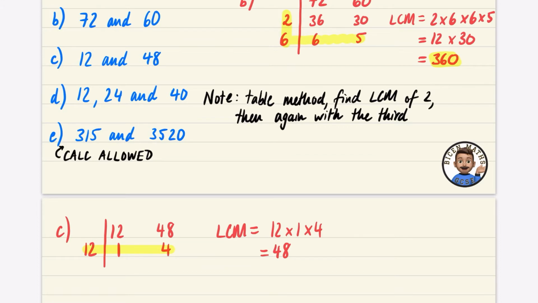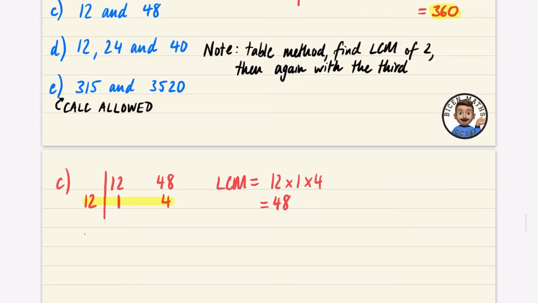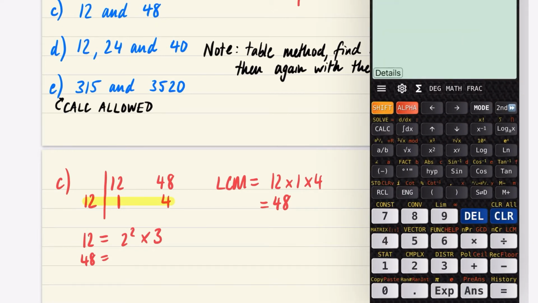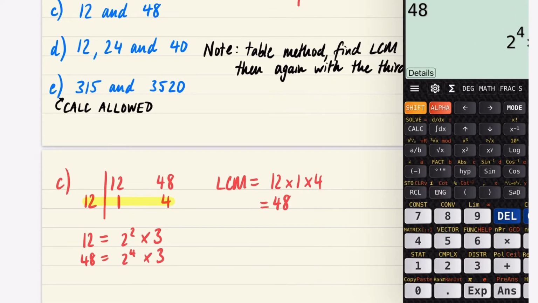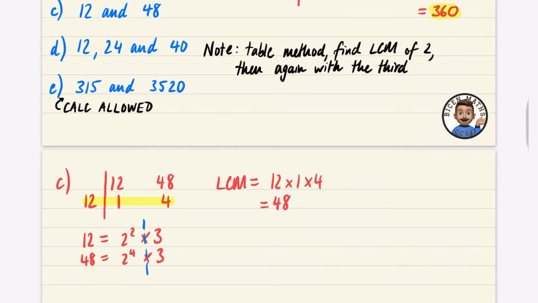I'll also quickly do that one. Why don't I do the 12 and the 48? I'll do it in the prime factor method as well. So 12 and 48, we know that 12 is 2 squared times 3, and 48, I'll put it into prime factor form, is 2 to the power of 4 times 3. So for the lowest common multiple, what's the thing that's going to win? Very quickly we can see from the powers of 2, it is the 2 to the power of 4. From the powers of 3, there's a draw, so it's just 2 to the power of 4 times 3, which is also 48.